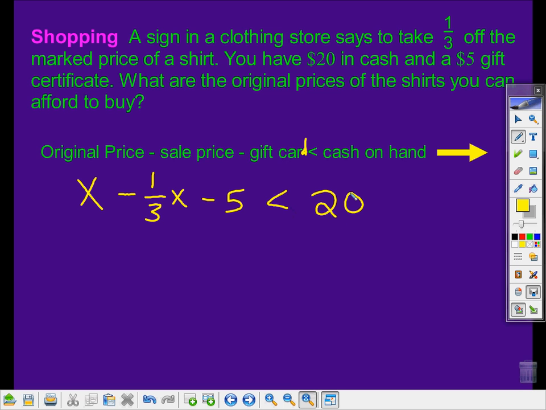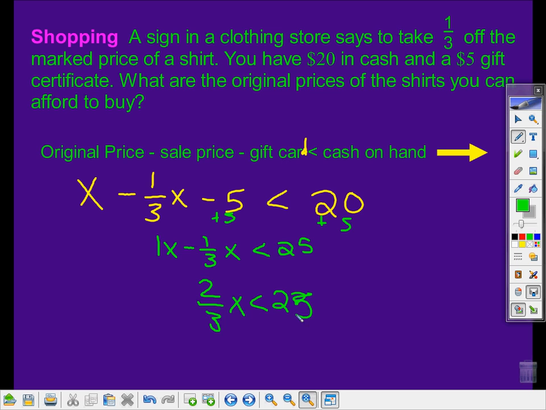Okay. Now what am I going to do to solve this equation? Just the steps that we have been taking, right? Let's get X on one side by itself, so we're going to add 5 to both sides. And you could have done this at the beginning, right? So X minus 1/3 X is less than 25. What is 1 minus 1/3? 2/3. So this is going to be 2/3 X is less than 25.